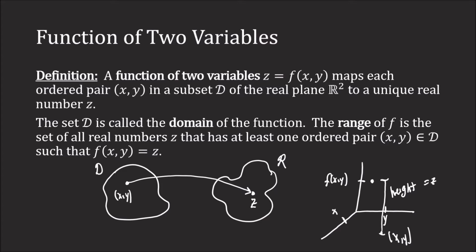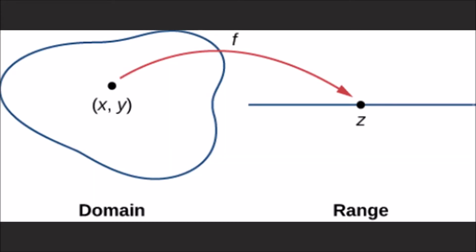So there's an image on the slide that describes this as well. What the multivariate function does is it takes a point x y in a plane region, that's what this is called, and it maps it to a real number on a number line, so on an axis.